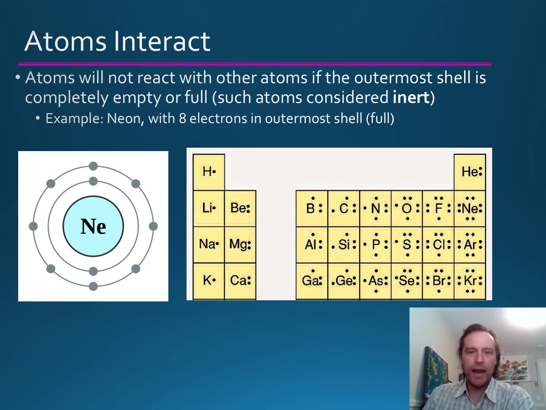Atoms interact. Atoms will not react with other atoms if the outermost shell is completely empty or completely full. Such atoms, we can call them inert. That's what I said on the last slide. Example here is neon. I gave you another example on the last slide. 8 electrons are in its outermost shell, so that means it is full. It's not going to react with other atoms.